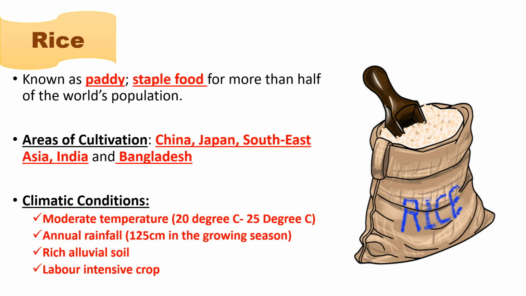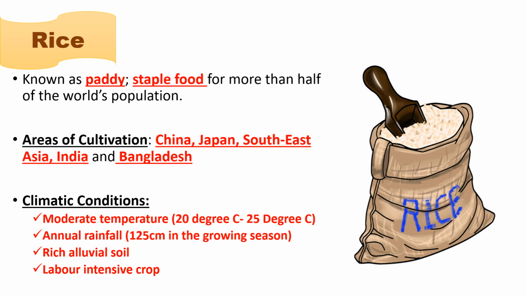When we talk about the climatic conditions required for rice cultivation, that is moderate temperature, which means 20 degrees centigrade to 25 degrees centigrade. Now, annual rainfall should be about 125 centimeter in the growing season. Now the next one, which kind of soil is needed? Rich alluvial soil. Fertile soil must be there.